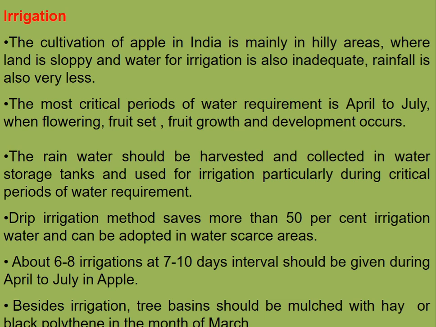The rainwater should be harvested and collected in water storage tanks and used for irrigation, particularly during the critical period of water requirement. Drip irrigation method saves more than 50% of irrigation water and can be adopted in water scarce areas. About 6 to 8 irrigations at 7 to 10 day intervals should be given during April to July in apple. Besides irrigation, tree basins should be mulched with hay or black polythene in the month of March.